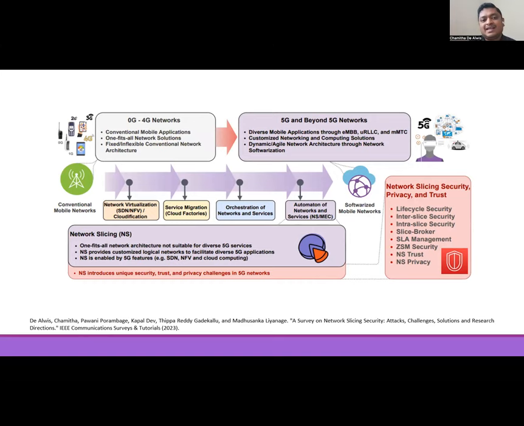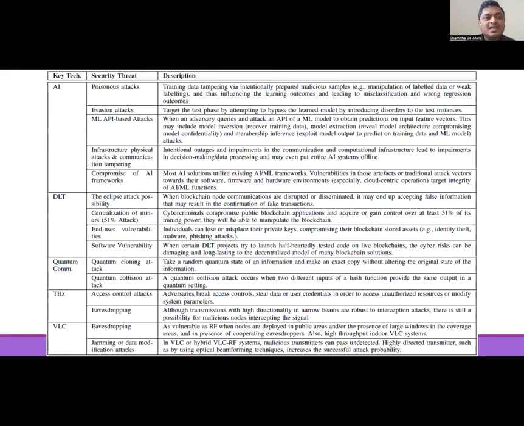In one of our recent papers, we explored how this network slicing can be advantageous, harnessing the capabilities of software networks. However, it will also have a lot of security issues. If you dig deep, you can see the life cycle security of network slice, communication between slices and within slices, and how they can be exploited by attackers. Likewise, you can see that each technology, if you dig deep, comes with a lot of advantages, but also a lot of security vulnerabilities. So I focused on network slicing.